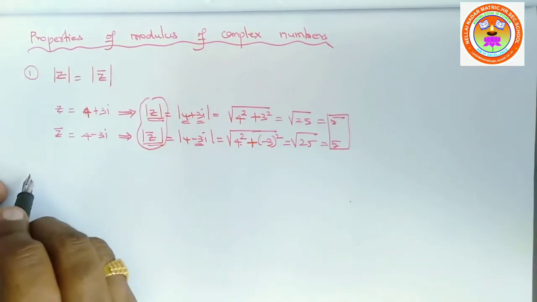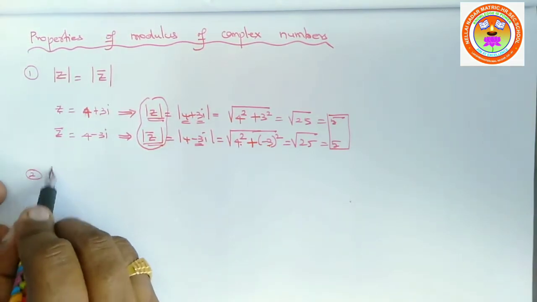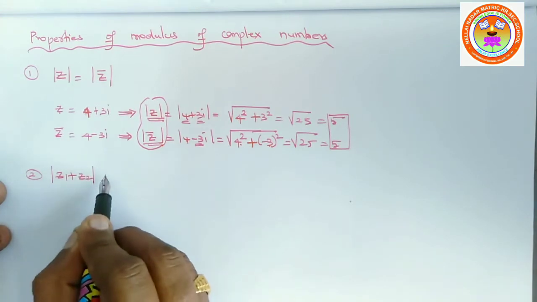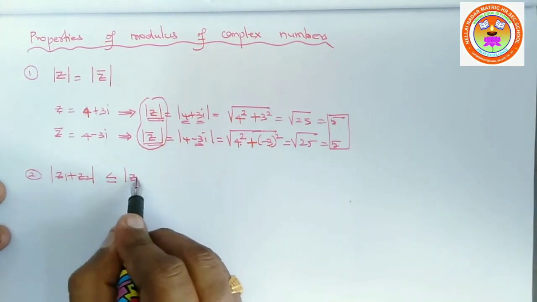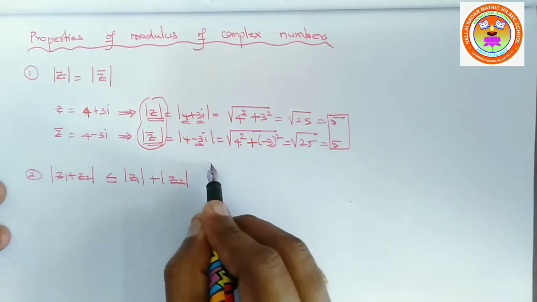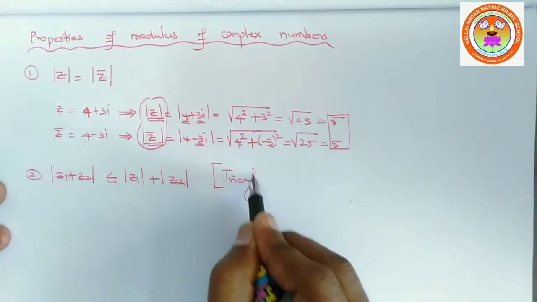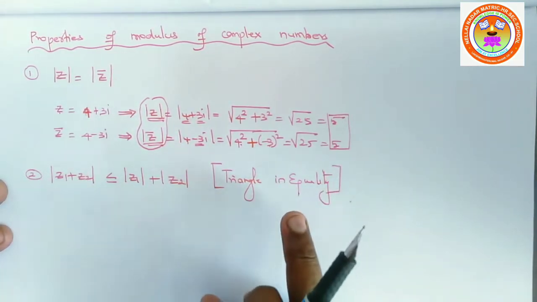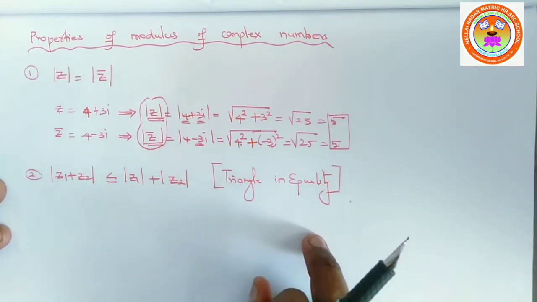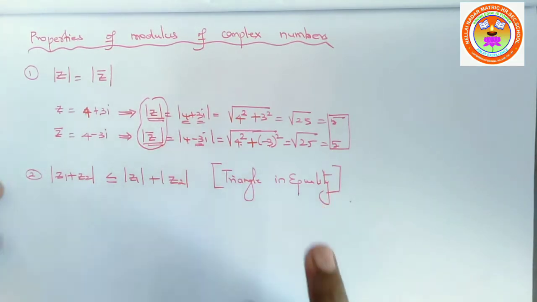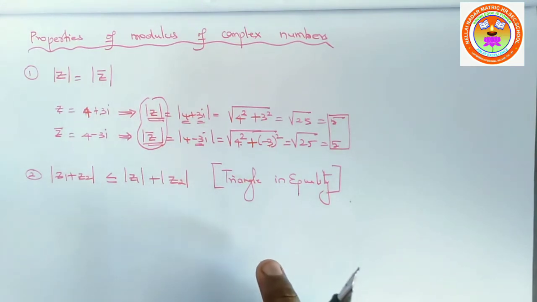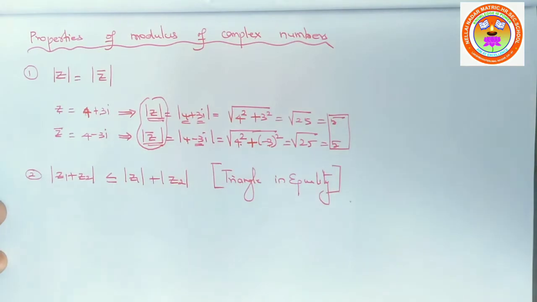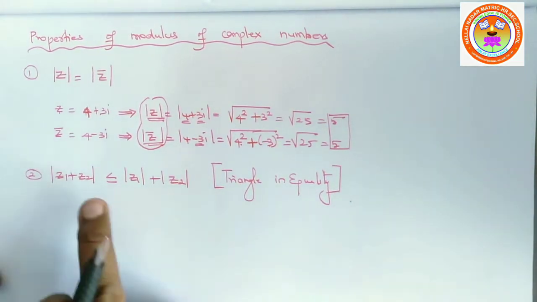Next, the second property: modulus of z1 plus z2 is less than or equal to modulus of z1 plus modulus of z2. This is called the triangle inequality. Very, very important. The proof of the triangle inequality is present on page number 66. Very, very important proof. So modulus of z1 plus z2 is less than or equal to modulus of z1 plus modulus of z2.